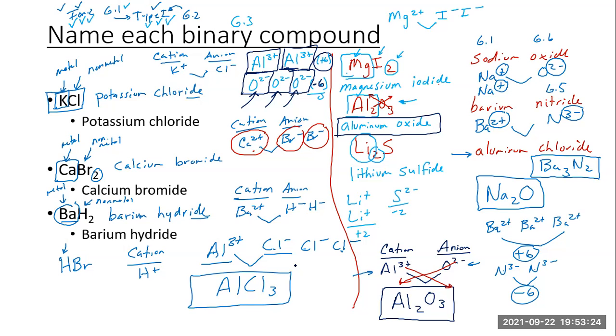Any questions on how to go from formula to name or name to formula? All these guys here are, again, type 1 ionic compounds. Any questions on that?